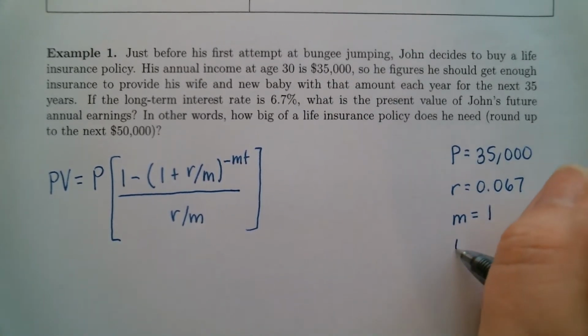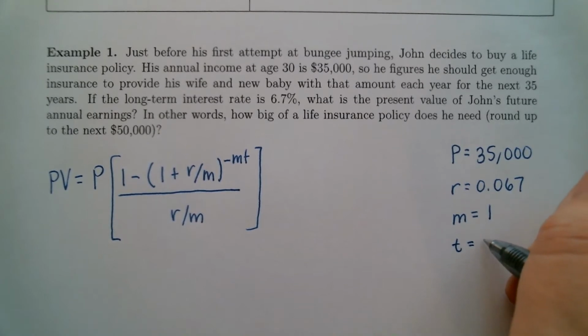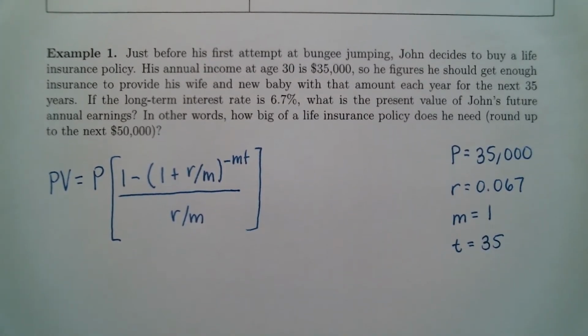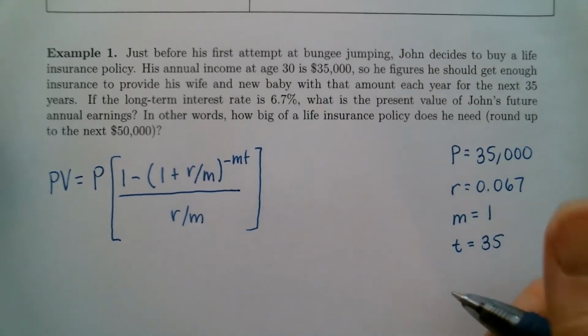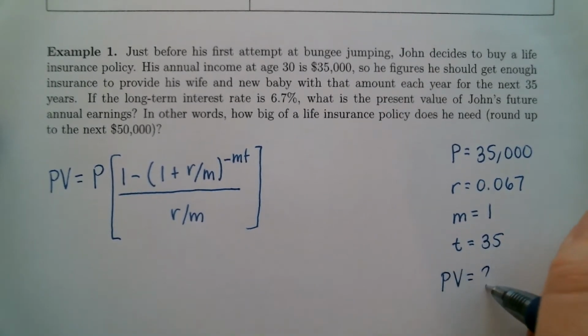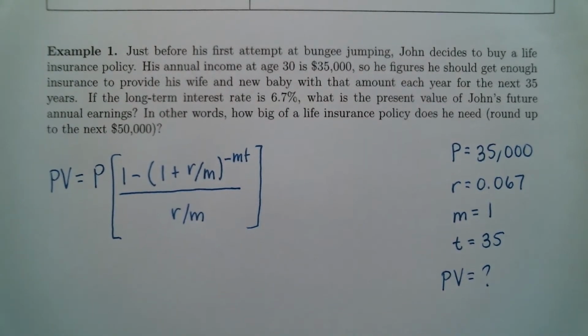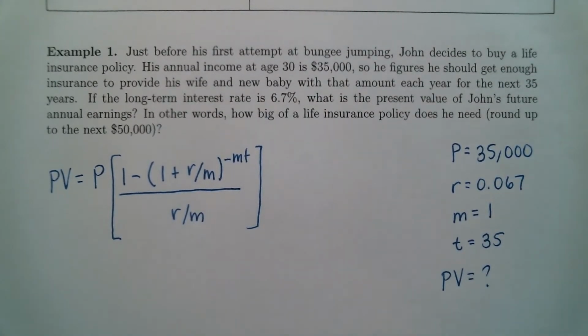And then T, the annuity is going to be paid out over 35 years. So we know P, we know R, ILM, and T, so that means we are looking for PV. Again, if you read the last sentence or two, it's saying how much life insurance does John need. Once we plug in and get this answer, we will talk about how to interpret it.